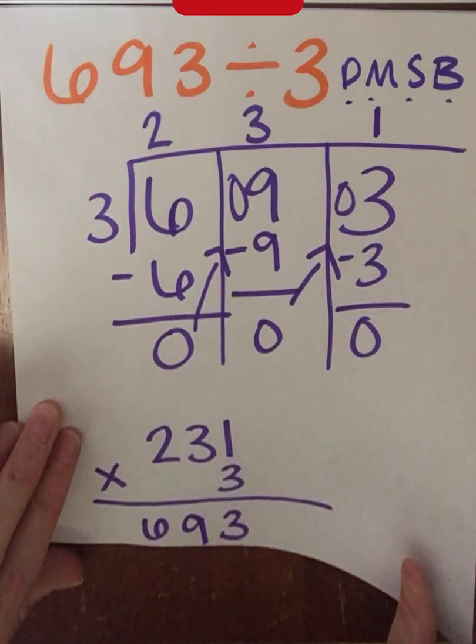693 was the number that I started with up here, and so I know that this answer is correct. Now, what happens though when I have an answer that's going to have a remainder?